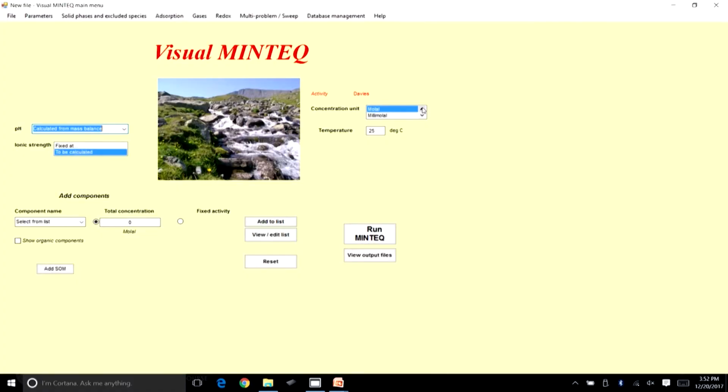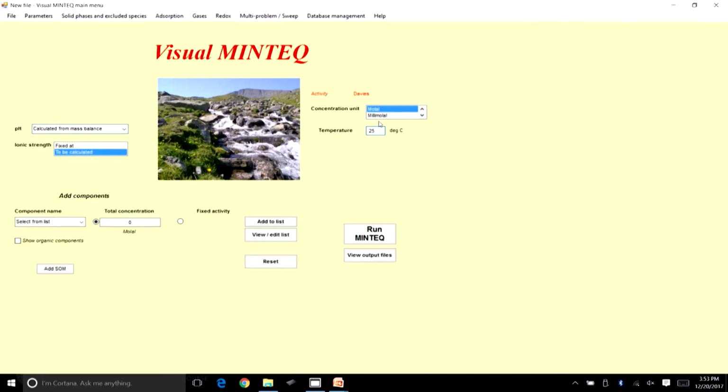Here we have the various units: molal, millimolal, micromolal, milligram per liter, microgram per liter, log molal and so on. As we discussed earlier with respect to activities, the concentration units are molal units, and that is what you see here. Obviously you can use molar units, but the error is going to be around 3% because the density of water is not exactly 1 kg per liter. The temperature is the standard temperature, which is 25 degrees centigrade. So let us move on. pH is calculated from mass balance, ionic strength is to be calculated, and now I need to choose my components.